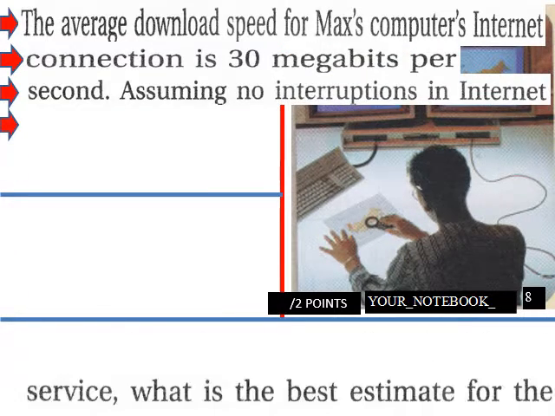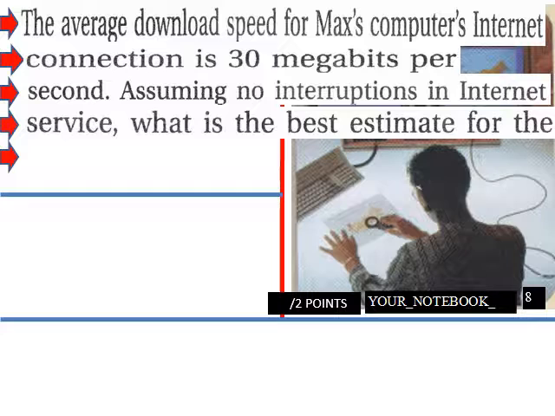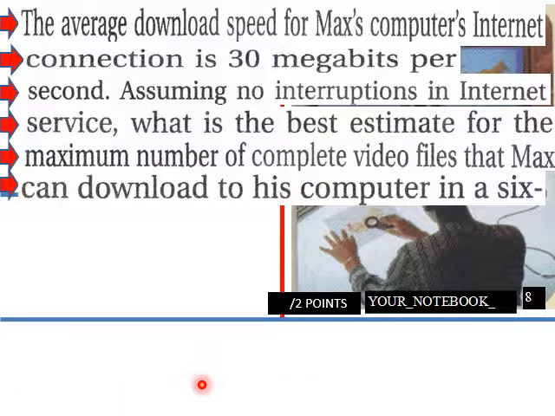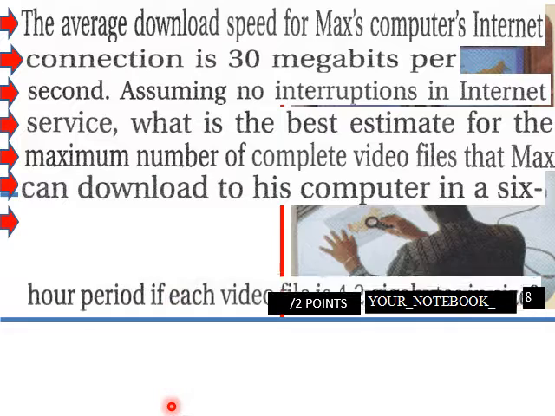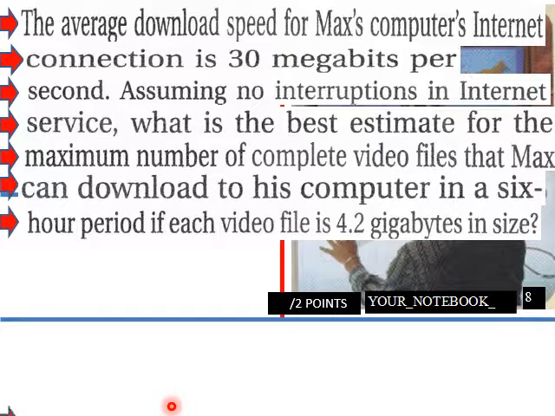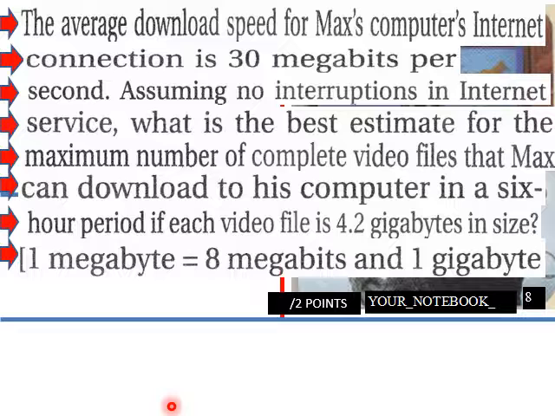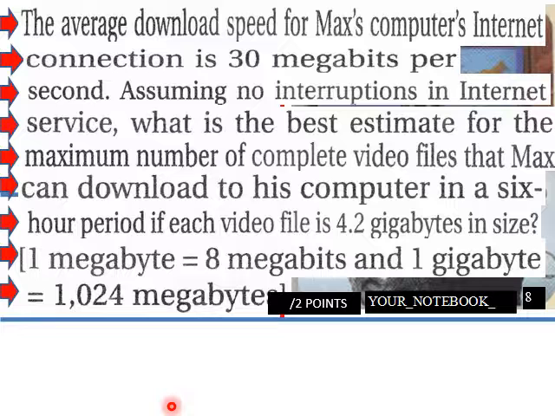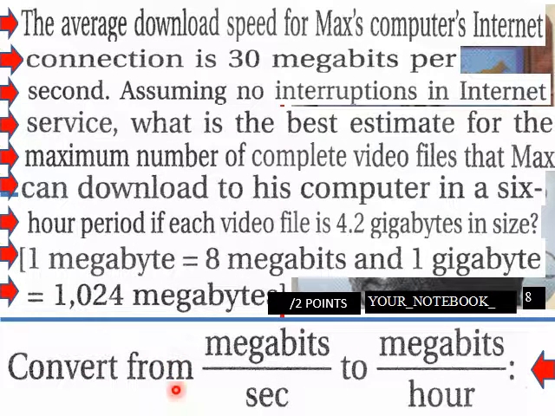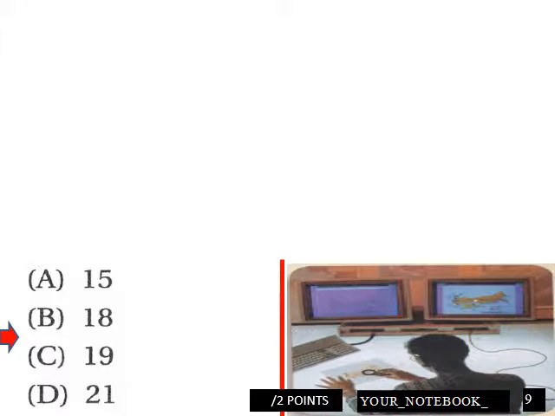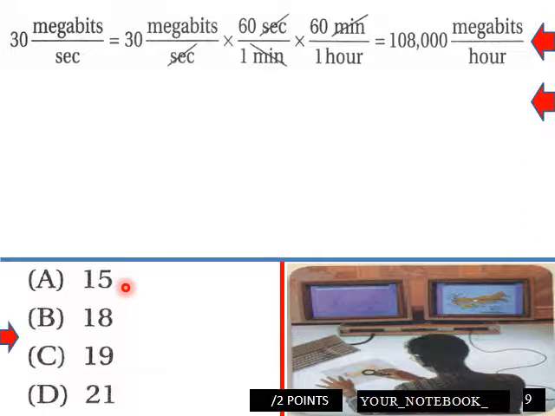The average download speed is 30 megabits per second. What is the best estimate for a maximum number of complete files that Max can download to his computer in a 6-hour period? If each video file is 4.2 gigs in size, 1 byte equals 8 bits and 1 gigabyte is 1024 megabytes. So convert from megabits per second to megabytes per hour. That's what we want to convert. So here are our possibilities here.